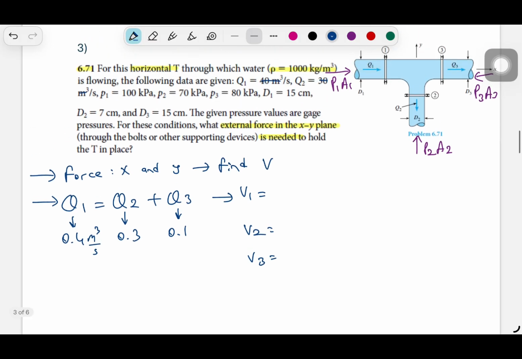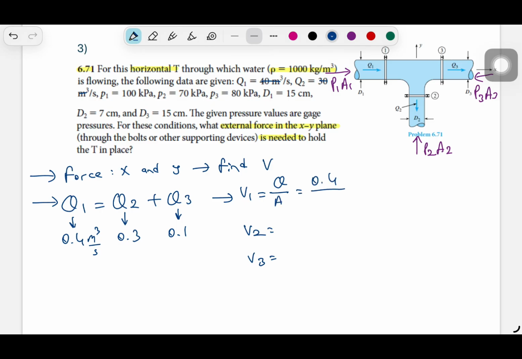So let's start with V1, which is velocity 1. So we need to use Q over A, and we will have 0.4 divided by the area of this section. So the diameter is given as 15 centimeters here. So we have pi times 0.15 squared over 4, which gives 22.63 meter per second.